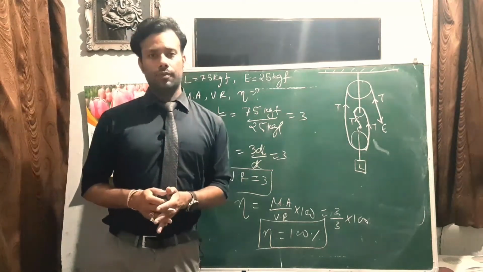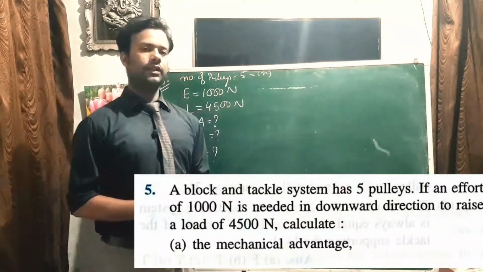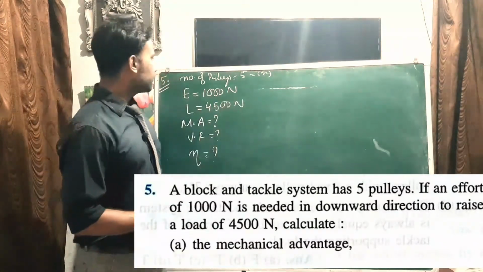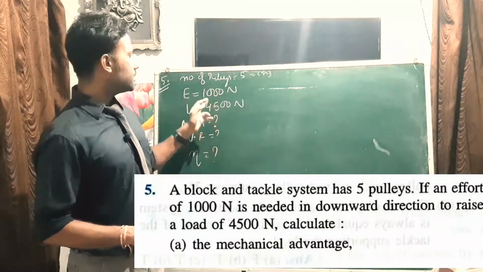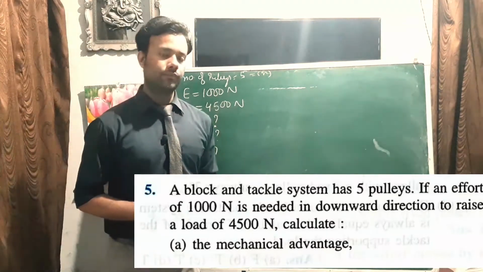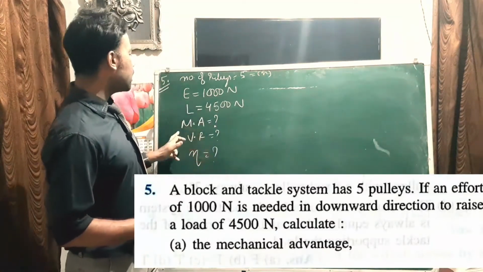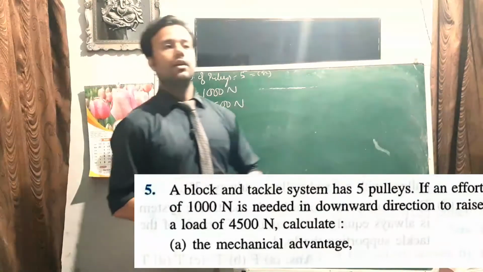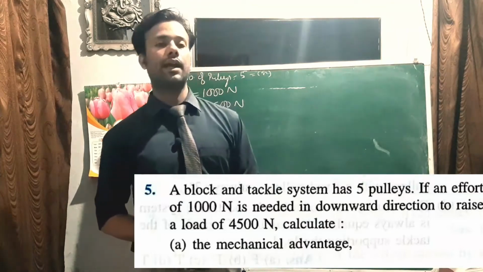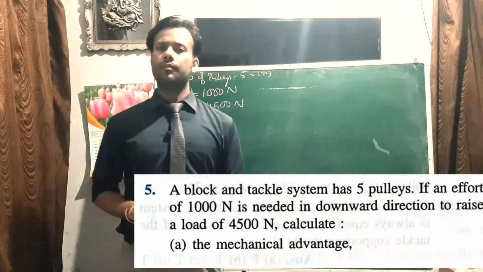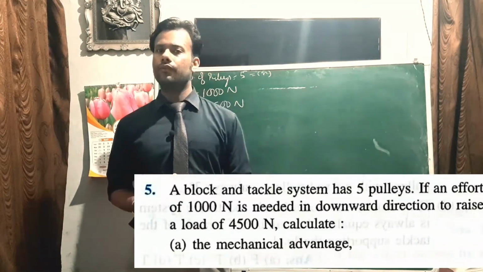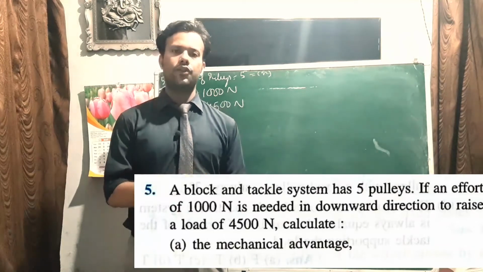Let's see another numerical. Numerical number 5. In this question it says the total number of pulleys in the system is 5. The effort applied is 1000 Newton to overcome the load of 4500 Newton, right? So we have to find out the mechanical advantage, velocity ratio and the efficiency. Now you will say that I told you if you want to find the mechanical advantage, just check the number of pulleys, right? So if we have 5 pulleys, the MA will be 5, VR is also 5, so efficiency will be 100%.